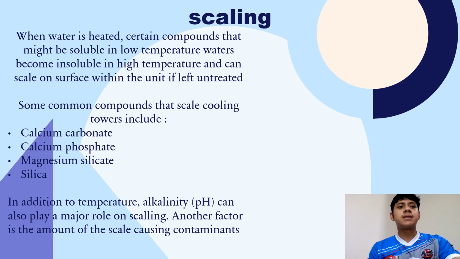Then another factor is the amount of the scale causing contaminant. If the volume of the scale causing contaminants become greater than their natural saturation point due to evaporation in cooling tower, scale is likely to occur regardless of the alkalinity or temperature.